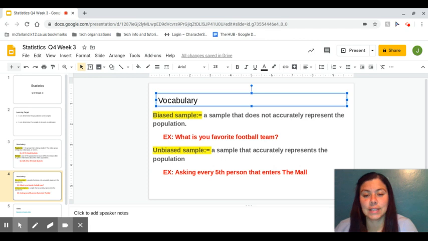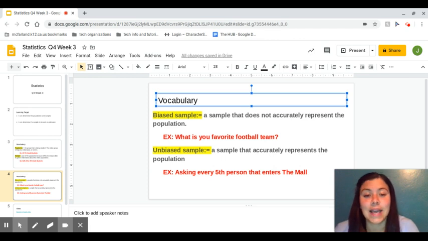So, for example, if I had the question, what is your favorite football team? And I'm trying to figure out what is everybody's favorite football team here. So I decide to go to a 49er game, and I'm there at the 49er stadium, and I decide to ask everybody that's coming into the 49er game. What are people most likely going to pick? If you are at a 49er stadium and watching a 49er game, most likely people are going to pick that their favorite football team is the 49ers. So that would be a biased sample. It does not accurately represent the population.